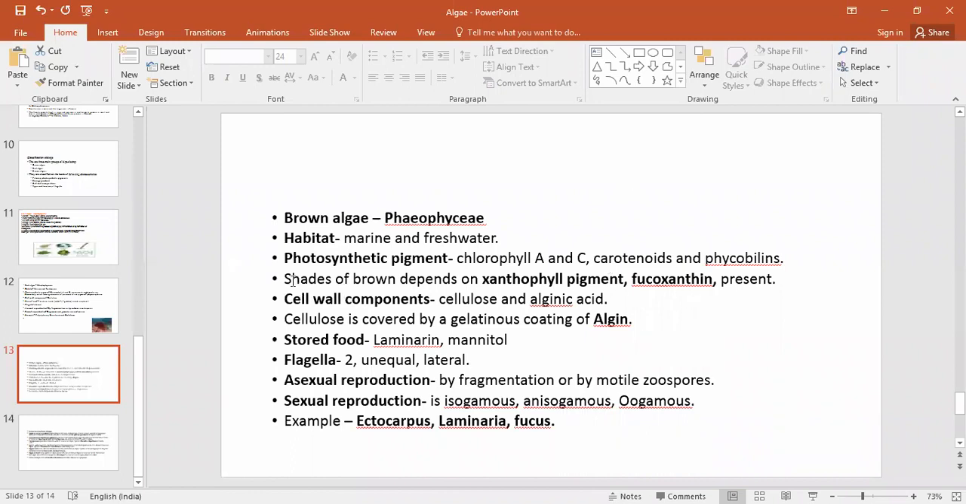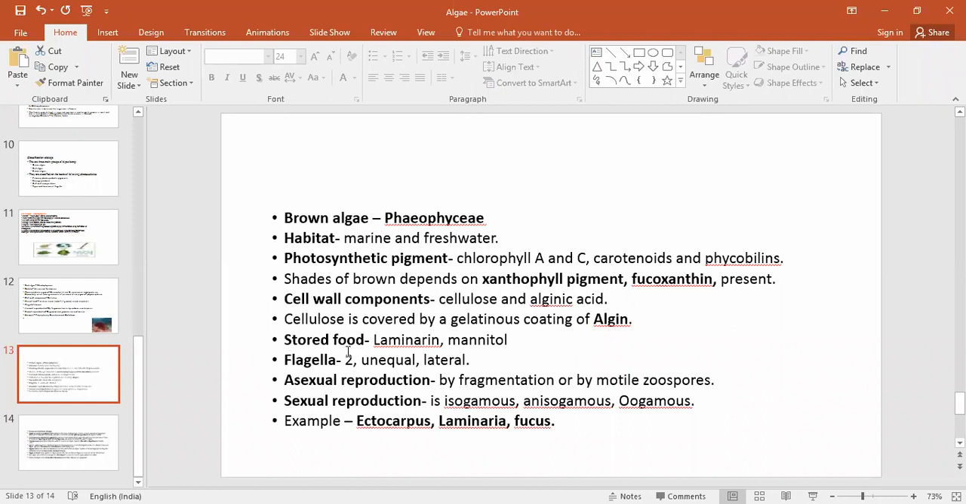Then next is the shade of brown. Why? Because they possess xanthophyll pigment and fucoxanthin. So red algae, why are they red? Because of phycoerythrin. Now brown algae, why are they brown? Because of xanthophyll and fucoxanthin. Then the cell wall components are cellulose and alginic acid. The cellulose is covered by a gelatinous coating, which is the algin.